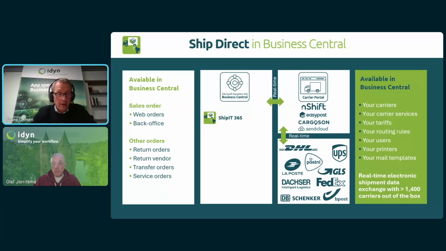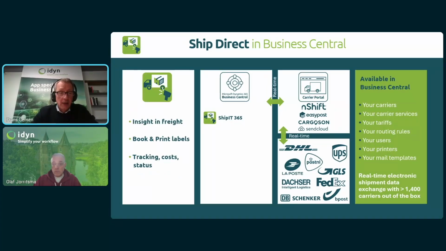And if you make use of the service modules, service orders are also supported by ShipIT. Most important thing in the ShipIT application, based on the uploaded tariffs, you have insight into freight charges directly in Business Central. That's what Olaf will show us. And of course, you can book your transport directly in BC and print the shipment labels and other documentation.